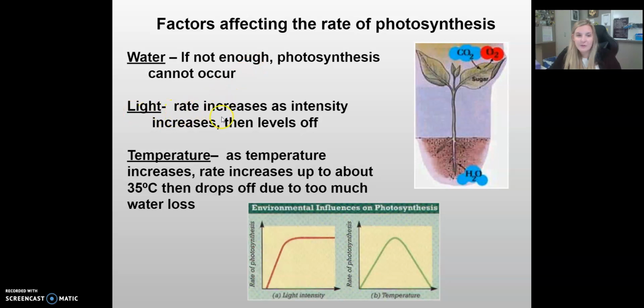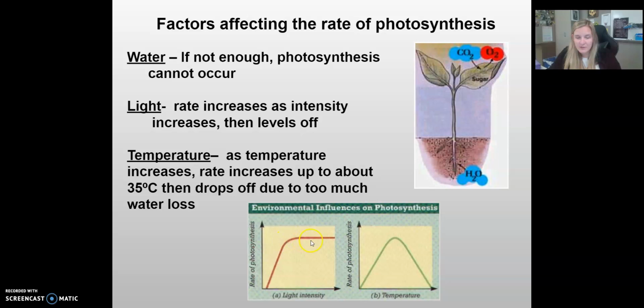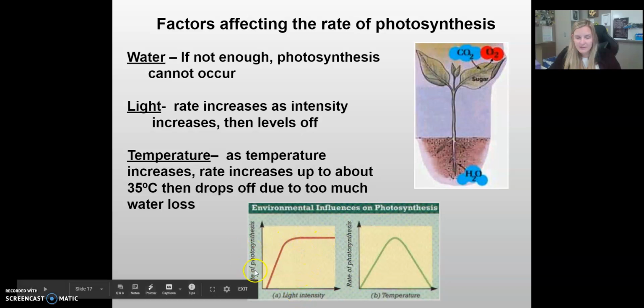Next, the rate of photosynthesis increases as the intensity of light increases, and then it'll start to level off. So we have here the rate of light intensity increasing, and then it will level off once you hit a certain level of light intensity. The rate of photosynthesis is going to increase until you hit that rate.